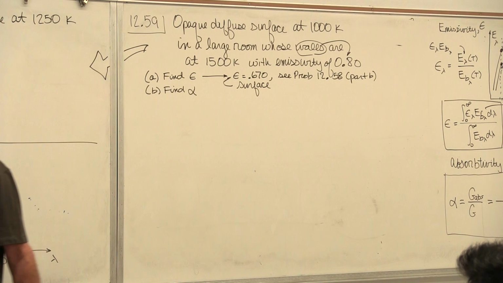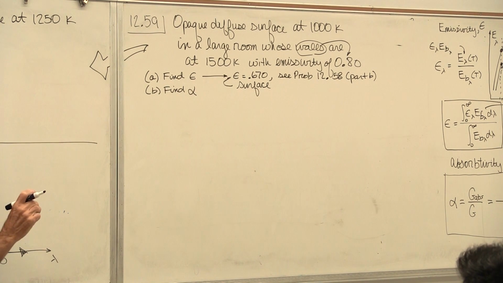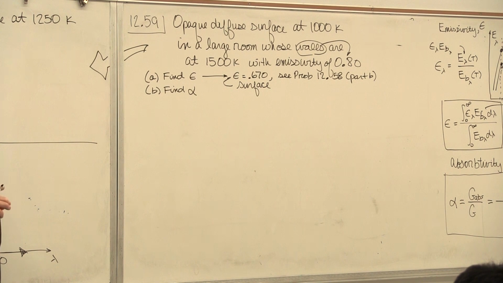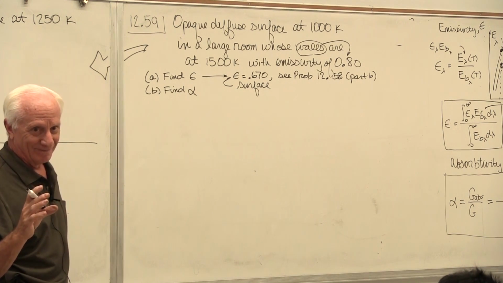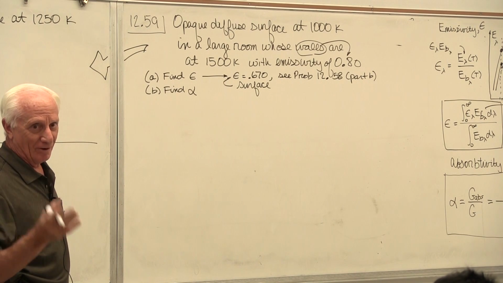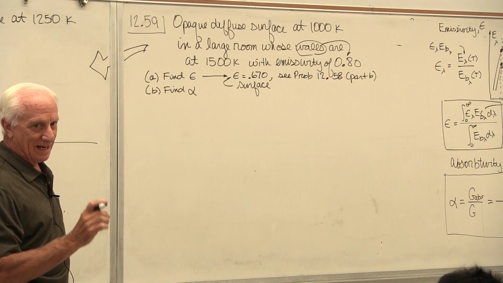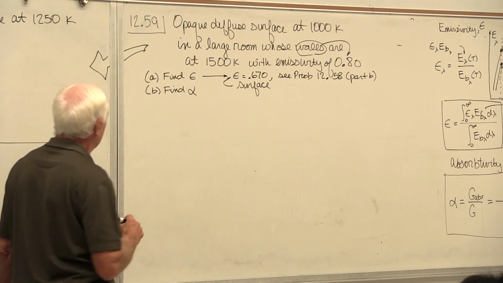This is a small object in a large room. The emissivity of the walls of the room is 0.8. The emissivity of the small object in the room is 0.67. Okay, there's two emissivities, a dime and a basketball. What's the emissivity of the inside of the basketball? What's the emissivity of the dime inside the big basketball?